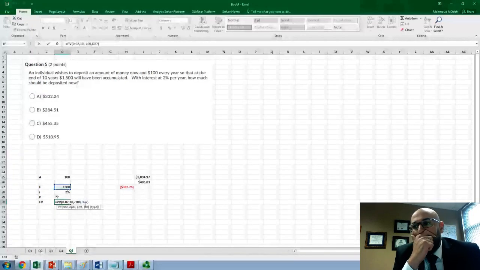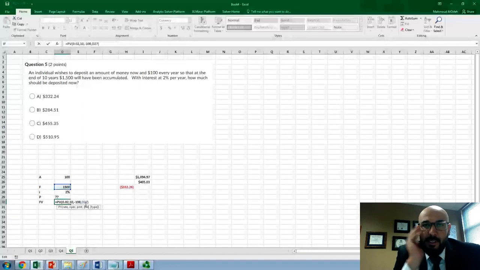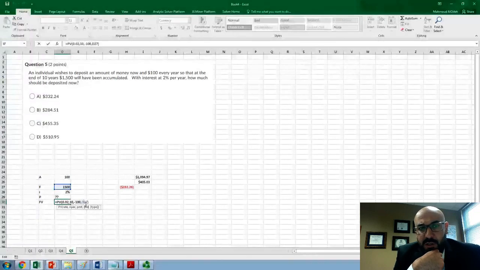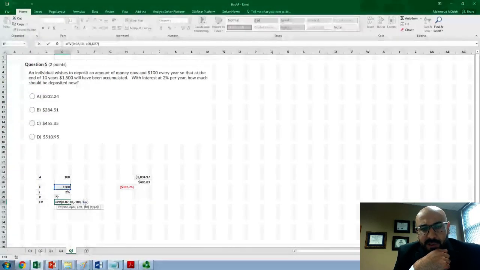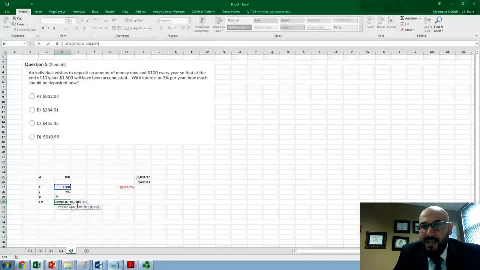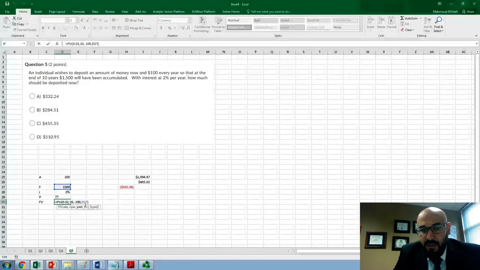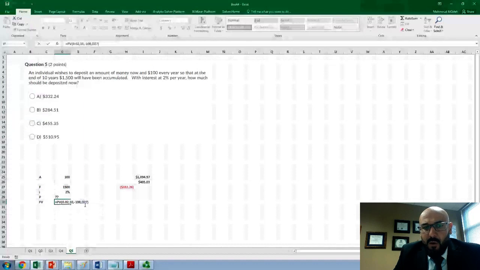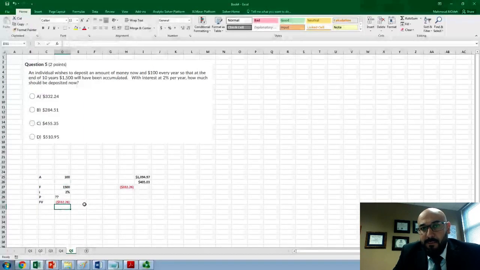When I started preparing this Excel sheet to show you the answers, I wasn't sure if that was going to work, because this is not a common scenario. However, it did work. So if you use the PV, 2%, 10 years, and a negative 100 because you're paying this, and the future value that you're going to receive, 1,500, as a positive, that would give you the right answer. However, this is not my preferred answer.